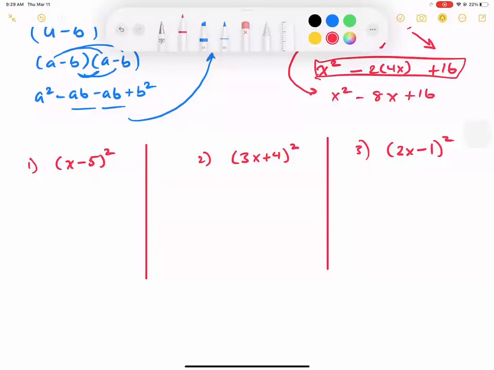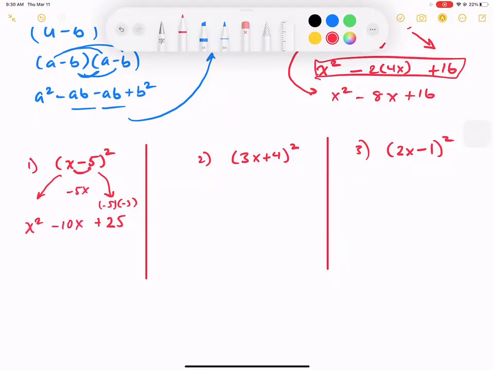So let's see if we can figure out the pattern once again using this. If we are squaring a binomial, we square the front, x squared. We square the back, that's positive 25 because a negative 5 times a negative 5 becomes a positive. And we just double the middle. The middle would have been negative 5x. We double it, becoming negative 10x.